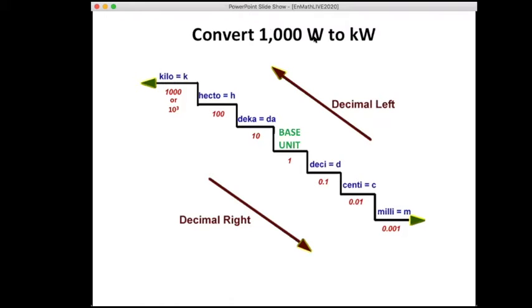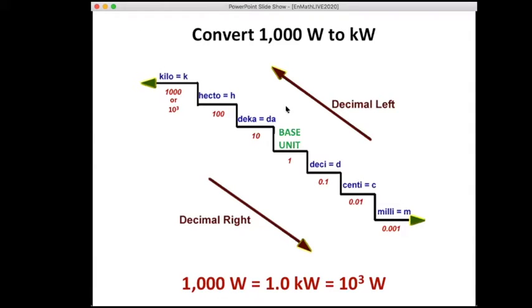Now in this problem, I have asked you to take 1,000 watts and turn it into kilowatts. So watch what happens here. I am going to go 1, 2, 3 steps up to kilo. So I moved 3 decimals to the left. See how easy that is? And so if my decimal was right here, 1,000.0, I would move 1, 2, 3, and we see that 1,000 watts equals 1.0 kilowatts. And there you go. I move my decimal 3 places to the left.